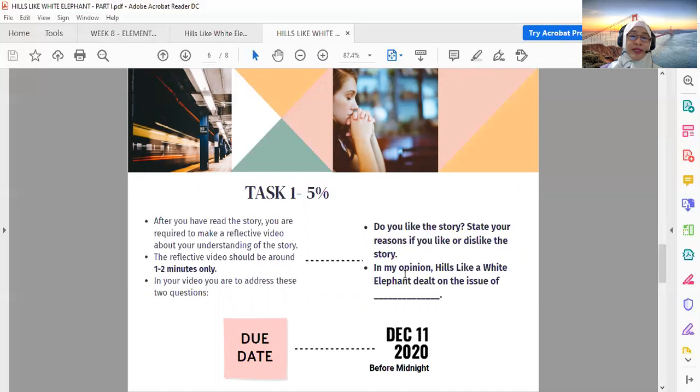For this task, today is Tuesday, Wednesday, Thursday, Friday. You have about 4 days to complete this task, which is due on the 11th of December 2020, which falls on a Friday, and I give you until midnight to upload your reflective video. Your reflective video is to be submitted over in our Microsoft Teams under the assignment section, in which I have prepared an assignment thread pertaining to this task for you to upload the links to your reflective video.